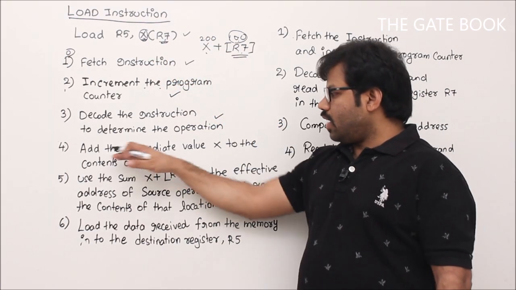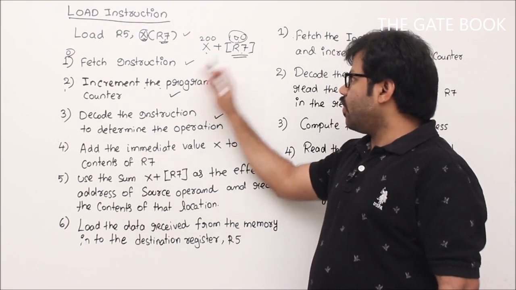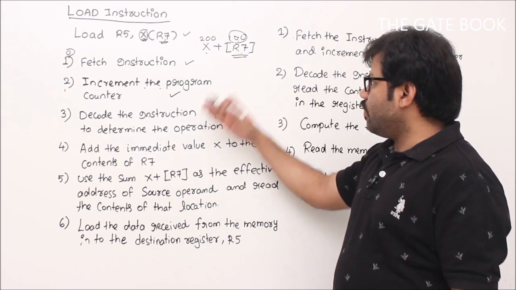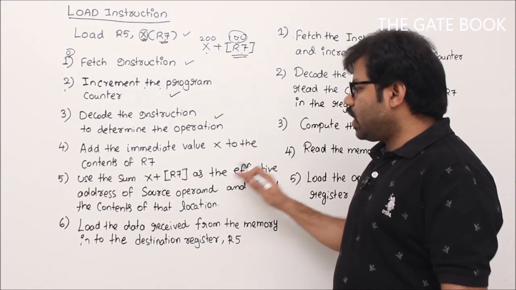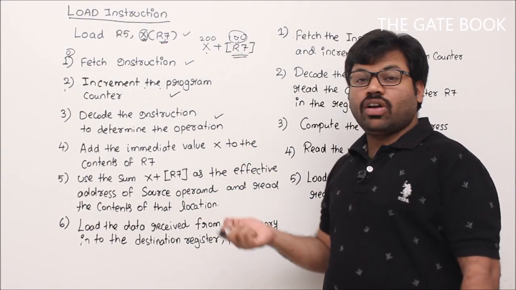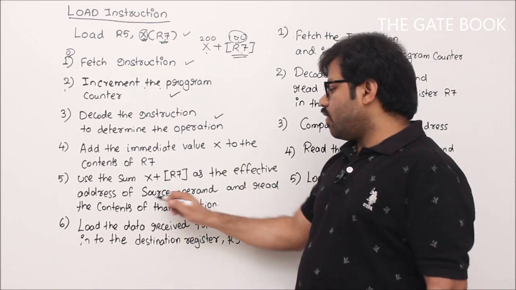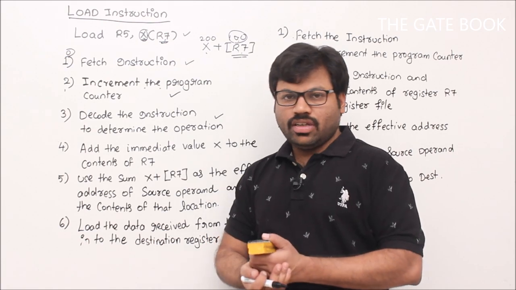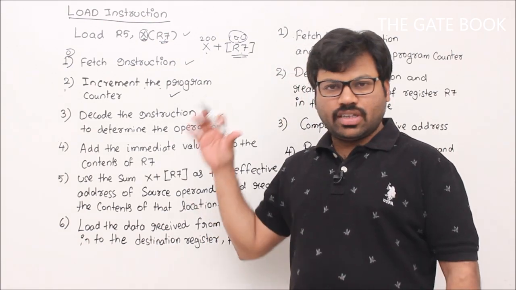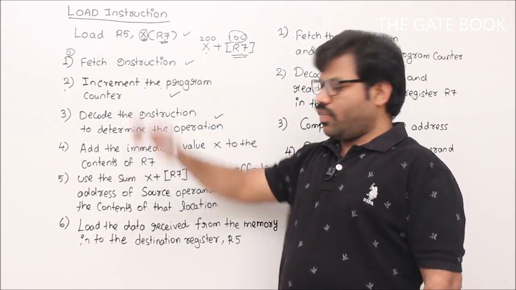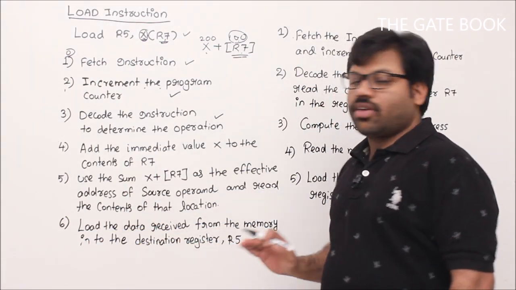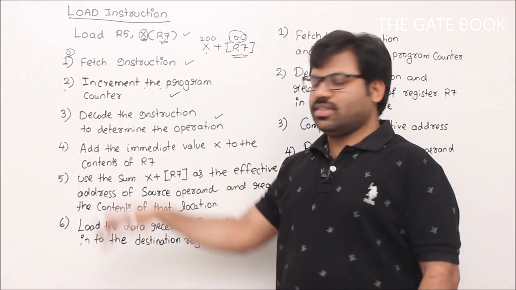So that's why: add the immediate value X to the contents of R7. We know that the fifth step is use the sum X plus R7. Yes, I use that as the effective address. Now 300 is the effective address for what? Address of the source operand, and read the contents of that operand. Yes, I do that. Then the last step is what? Once you read that operand, you store it in R5, right? Load the data received from the memory into the destination register R5. So there are 6 operations.